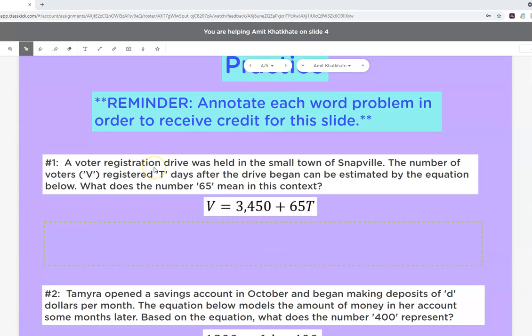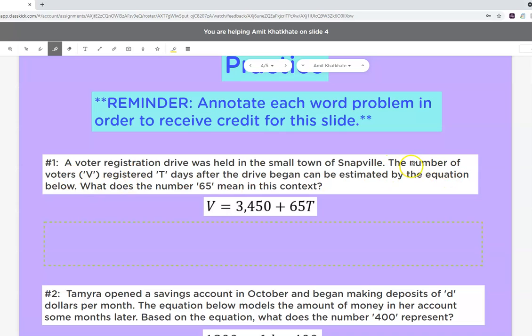It says a voter registration drive was held in the small town of Snapville. The number of voters, V, registered T days after the drive began, can be estimated by the equation below. What does the number 65 mean in this context? So what I'm going to do first is a little bit of highlighting. Okay, the first sentence is not really relevant, just background.